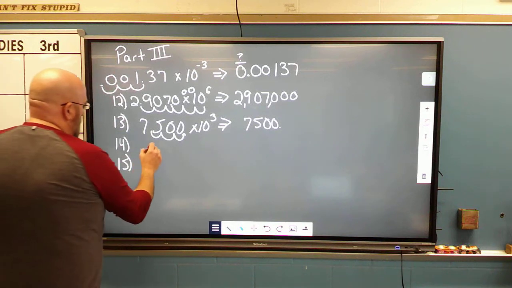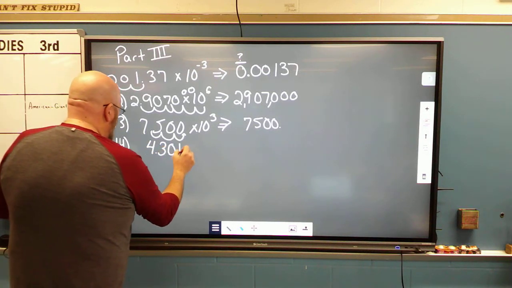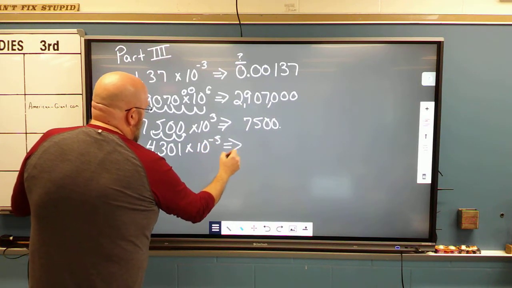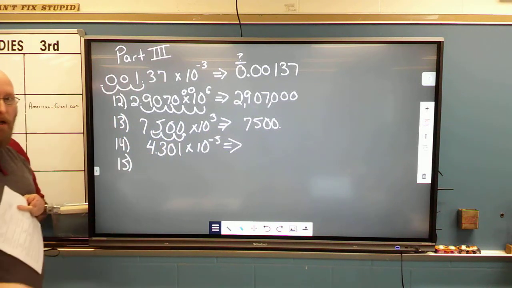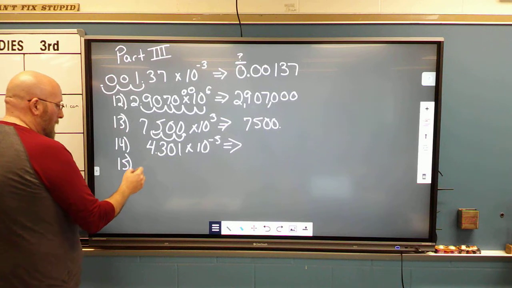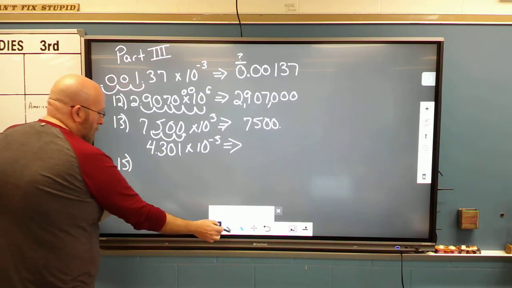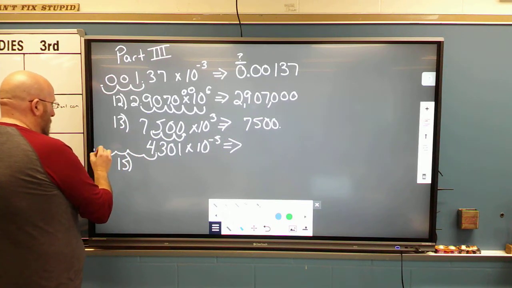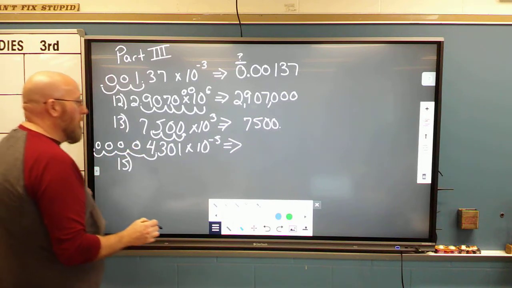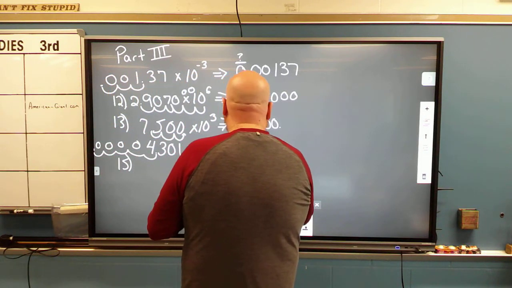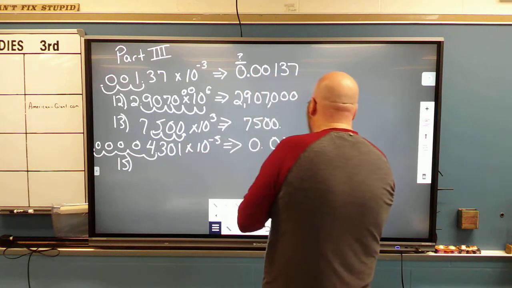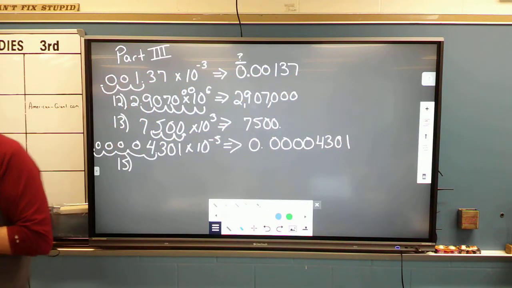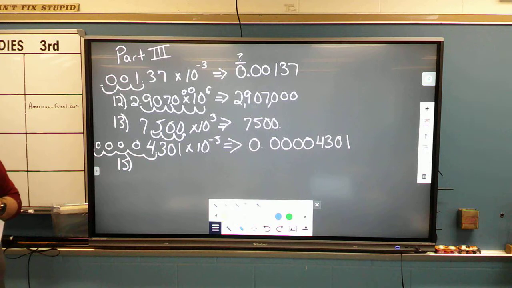14. 4.301 times 10 to the -5th. Well, the -5 means that this number is going to be less than 1. So I have to move my decimal not to the right, but to the left. So I'm going to do this. 1, 2, 3, 4, 5. I have to have 1, 2, 3, 4 more zeros. So I go 0.00004301. That is number 14. That's how you convert from scientific to standard.